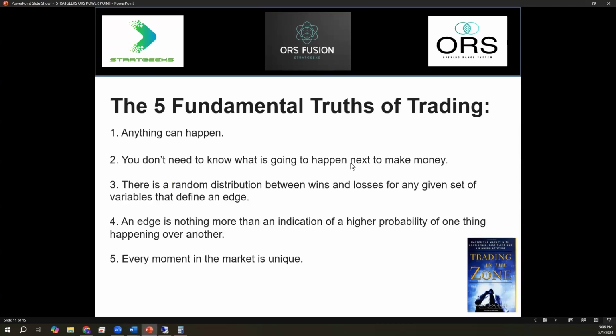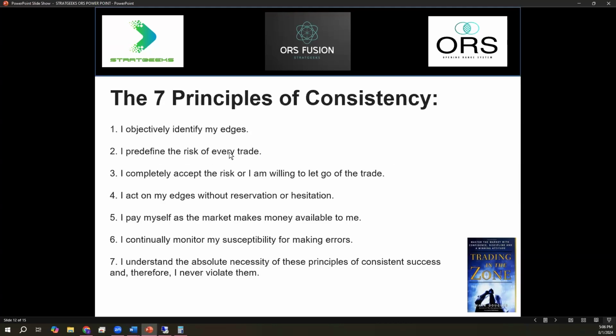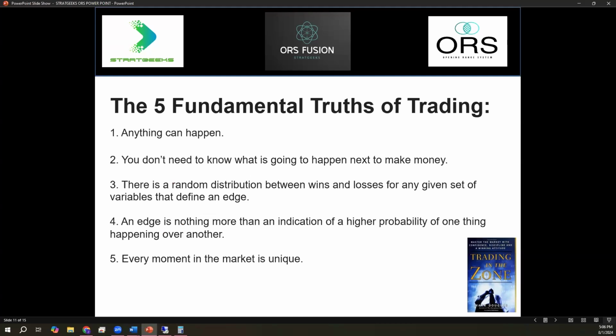I personally don't think any trading system is complete unless we can adhere to the 5 fundamental truths and the 7 principles of consistency. 5 fundamental truths by Mark Douglas. Number 1, anything can happen. Number 2, you don't need to know what is going to happen next in order to make money. You can literally just close your eyes and start pounding the keyboard. You might make money. Put a monkey there. Number 3, there's a random distribution between wins and losses for any given set of variables that define an edge. Number 4, an edge is nothing more than an indication of a higher probability of one thing happening over another. I trust our backtest with the limit orders. That's our edge. And number 5, maybe most importantly, every moment in the market is unique.